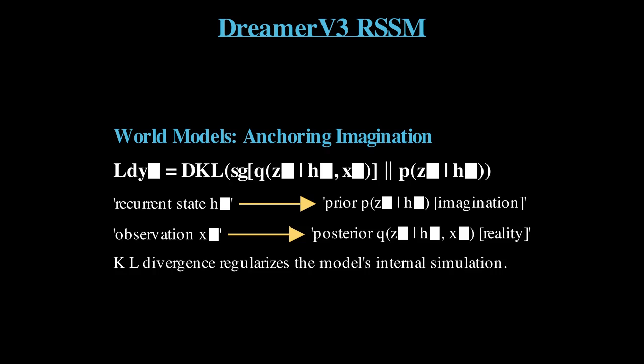When the next real observation, x sub t, arrives, the model uses it to correct its belief, forming a posterior, q of z sub t given h sub t and x sub t. The dynamics loss is the KL divergence from the stop gradient posterior to the prior. This forces the model's predictions to be consistent with what actually happens. The KL divergence, once again, anchors a model's imagination to observed reality.